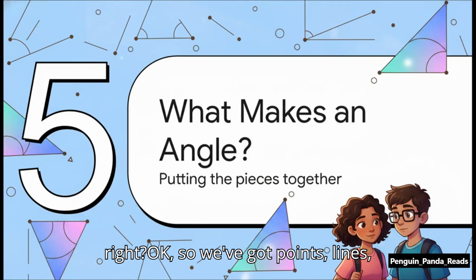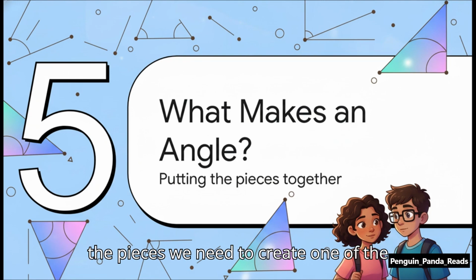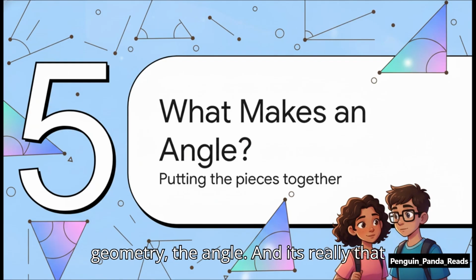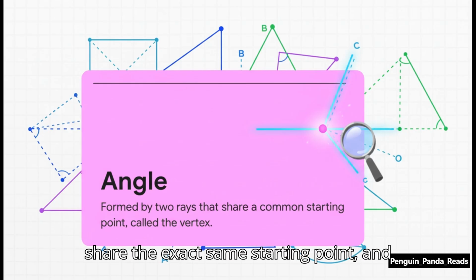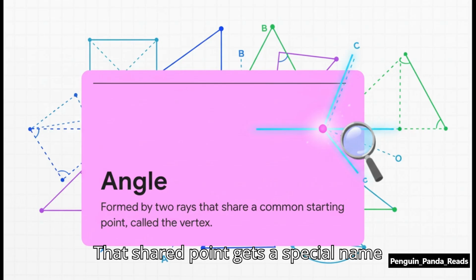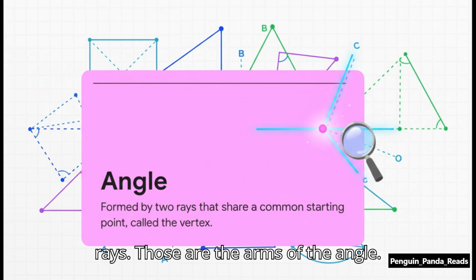Okay, so we've got points, lines, line segments, and rays. Now we have all the pieces we need to create one of the most important concepts in all of geometry: the angle. And it's really that simple. You just take 2 rays, make them share the exact same starting point, and that space between them creates an angle. That shared point gets a special name too. We call it the vertex. And the 2 rays, those are the arms of the angle.